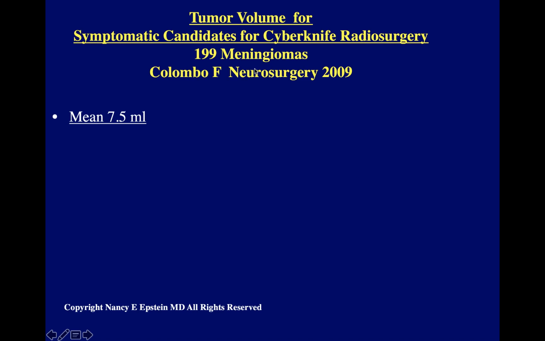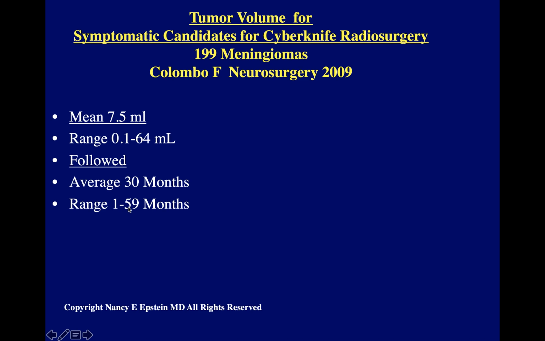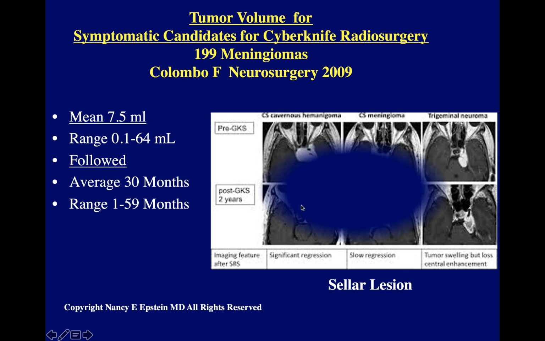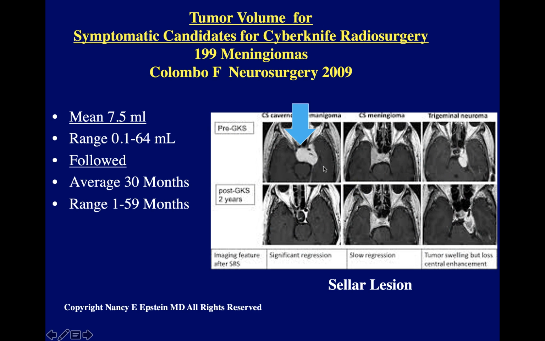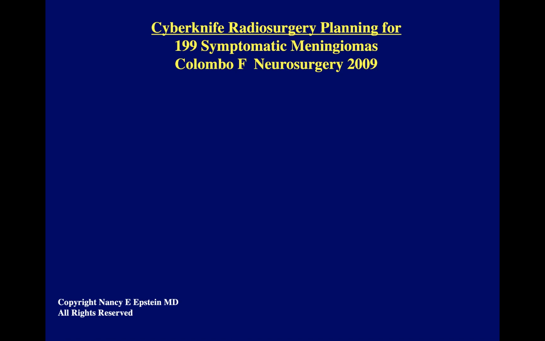Tumor volume for symptomatic candidates for cyberknife radiosurgery. The mean tumor volume in this series was 7.5 mLs. The range 0.1 to 64 mLs, followed an average of 30 months, and the range was 1 to 59 months, so nearly a 5-year duration. Here's an example of a sellar lesion that might have been treated with cyberknife radiosurgery.